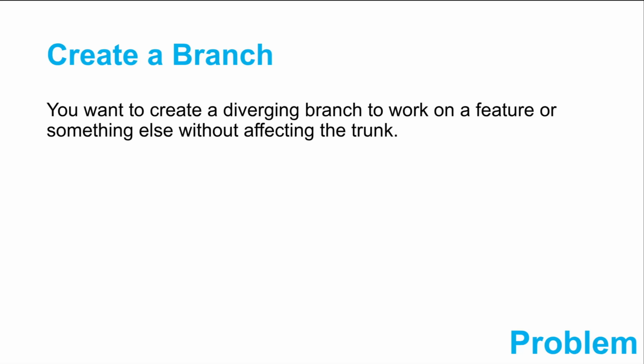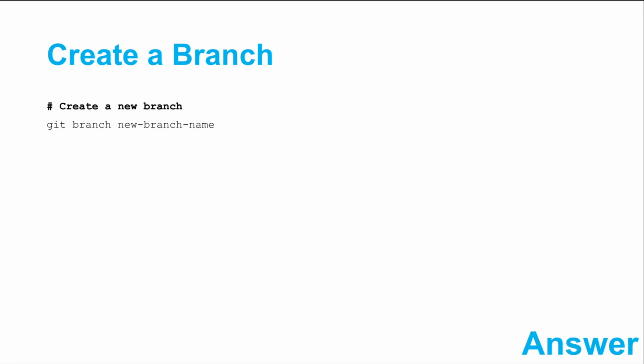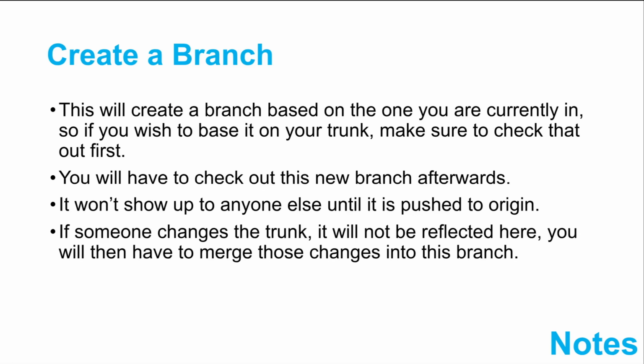How do you create a branch? It literally is, so from your starting point, so a branch will be from wherever you're currently sitting. So you'll probably want to be on a trunk or development, something like that. But then you just type git branch and whatever your new branch name is. Once you create it, you'll have to check it out. And it won't show up to anybody else until it's sent to the origin or remote server. If somebody changes the trunk or any other branch that it's based off of, you'll not see it here. You'll have to bring those changes in.